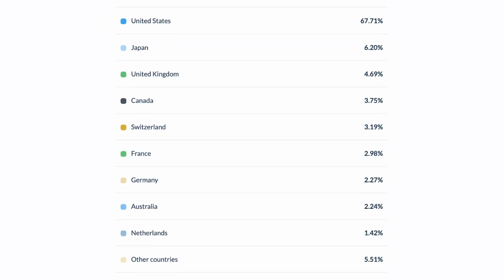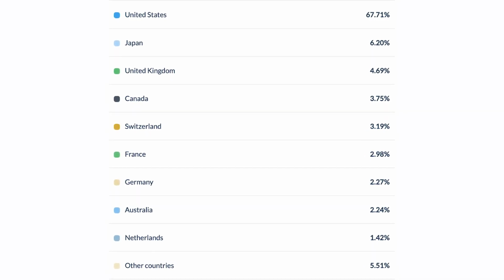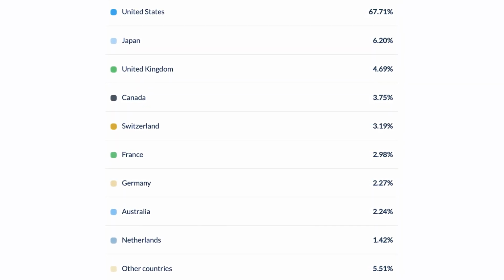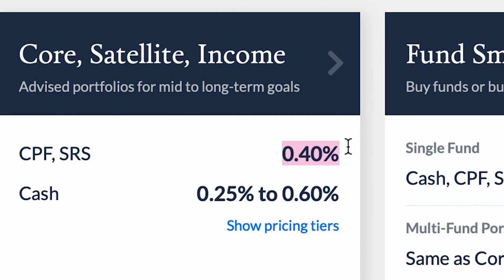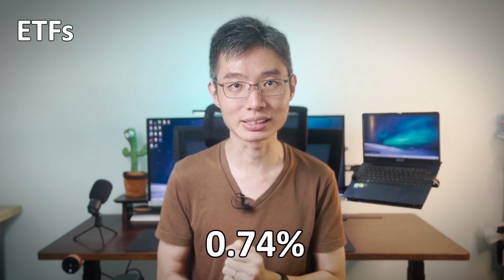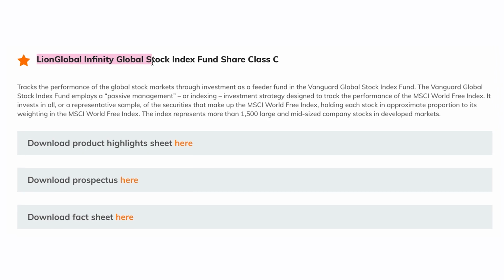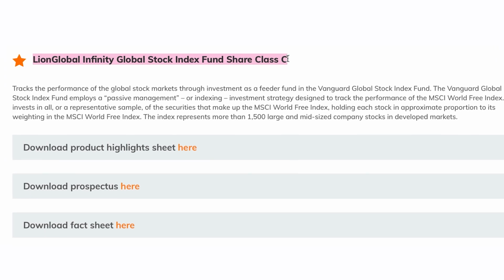If you look at the geographical breakdown, 67% of the holdings are from US, and the rest are spread across other developed countries. As for the fees, there's a 0.4% Endowus management fee and a 0.34% fund level fee. So that's a total of 0.74% fees. By the way, you may remember that Money Owl highest risk portfolio is also investing in the exact same fund. So if you are just investing in this fund, then you can consider Money Owl here.